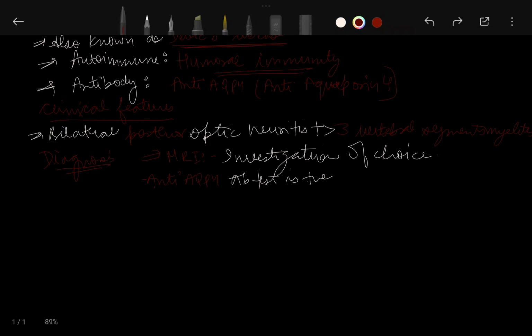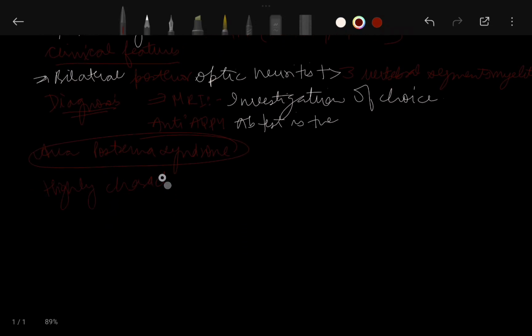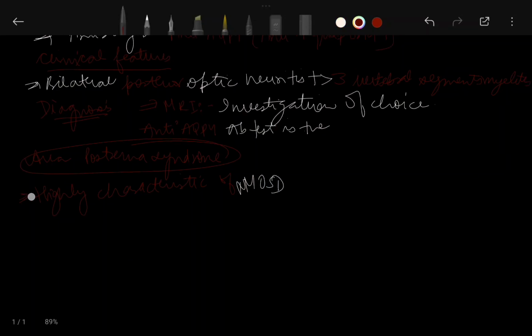Now, what is area postrema syndrome? Area postrema syndrome is highly characteristic of NMOSD, and intractable hiccups along with nausea or vomiting are seen. In diagnosis, MRI and anti-AQP4 are done.